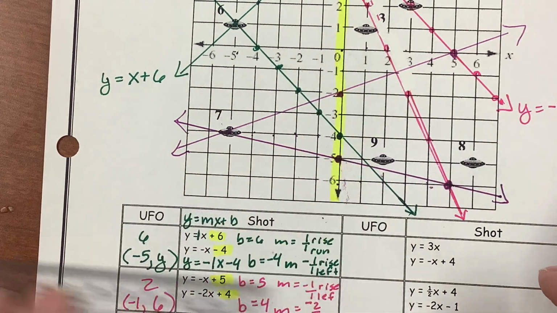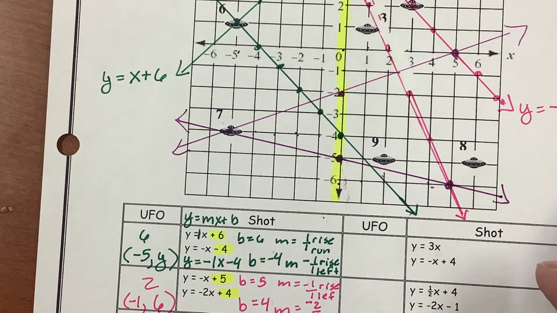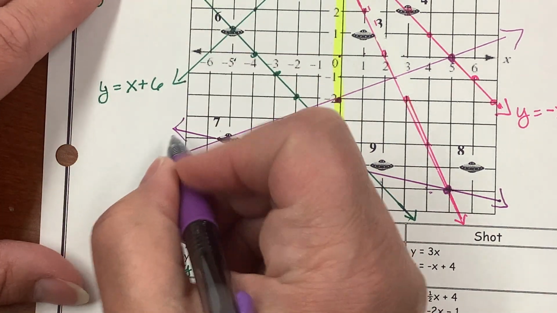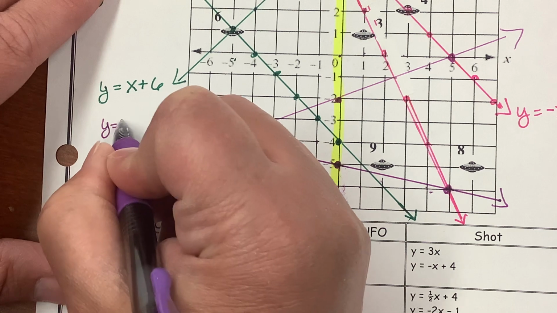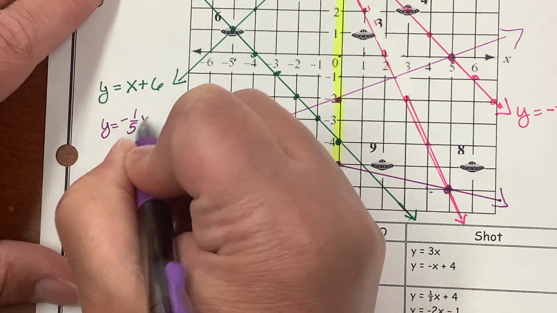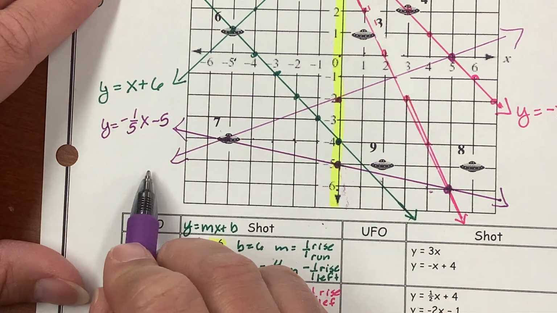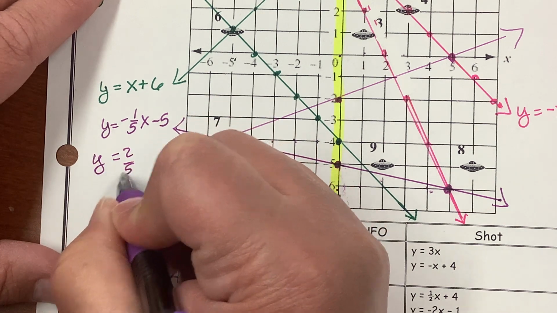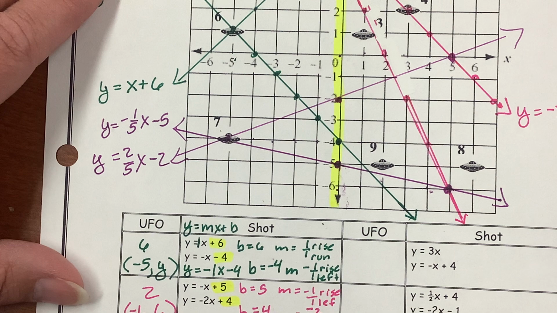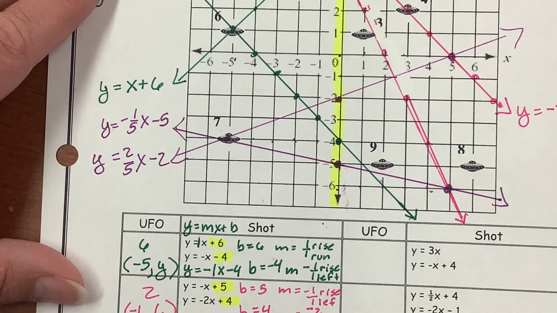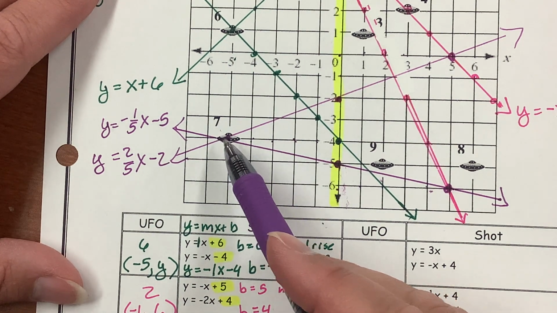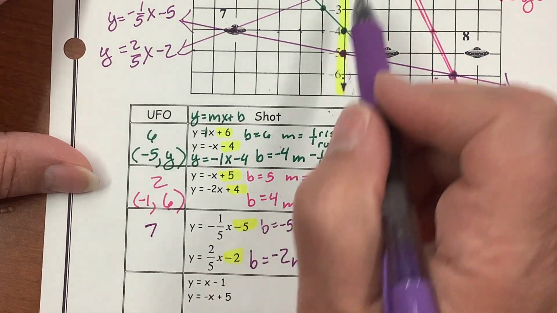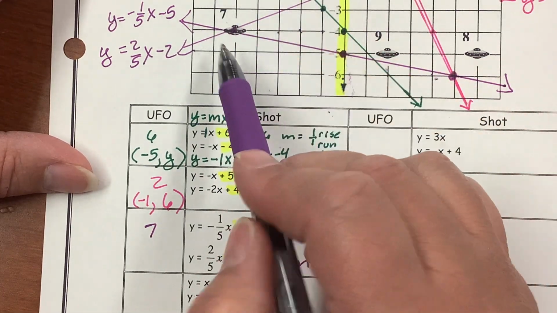And then say, oh, Bono, you fool, you did not write the equations down. But no, I thought about that. This top line here is y equals negative 1/5 x minus 5, and the bottom arrow is y equals 2/5 x minus 2. So, I did think about it. And they cross at number 7. And number 7, the coordinates are -5, -4.